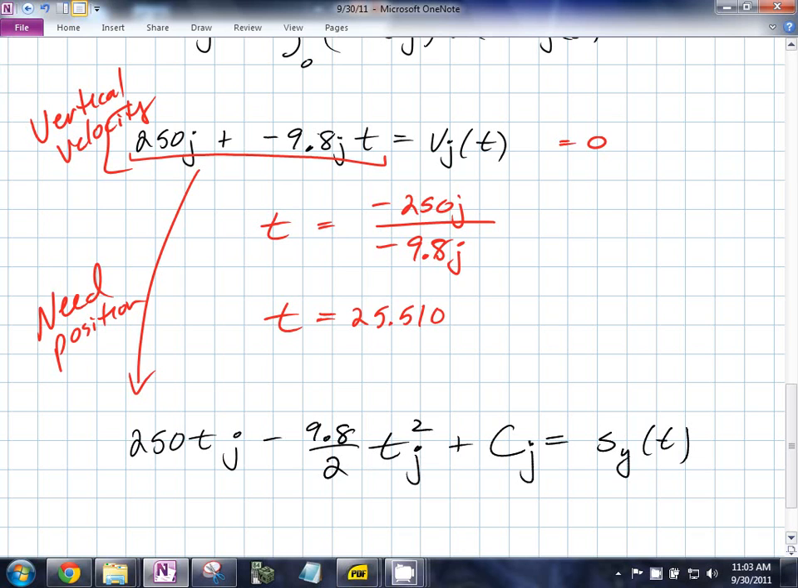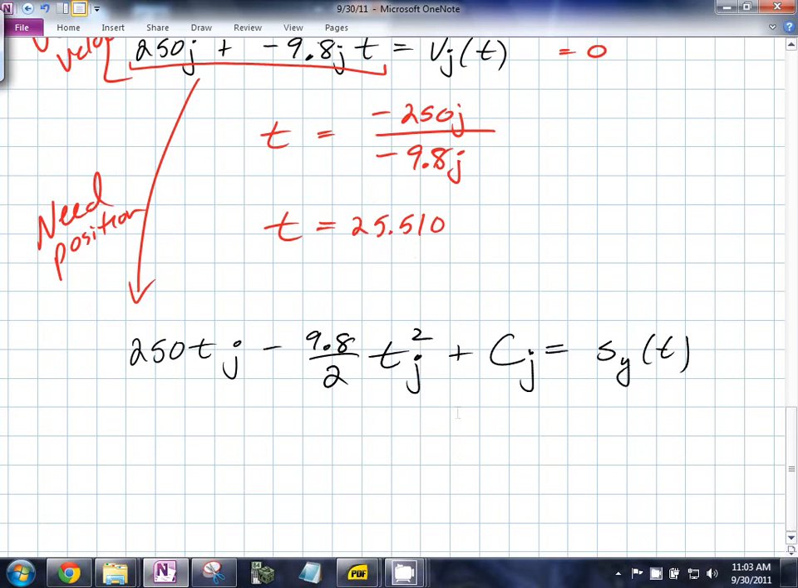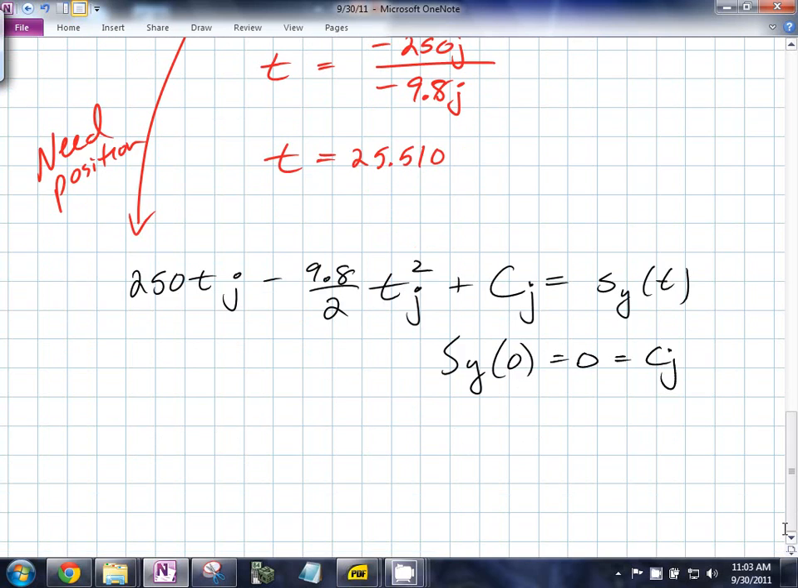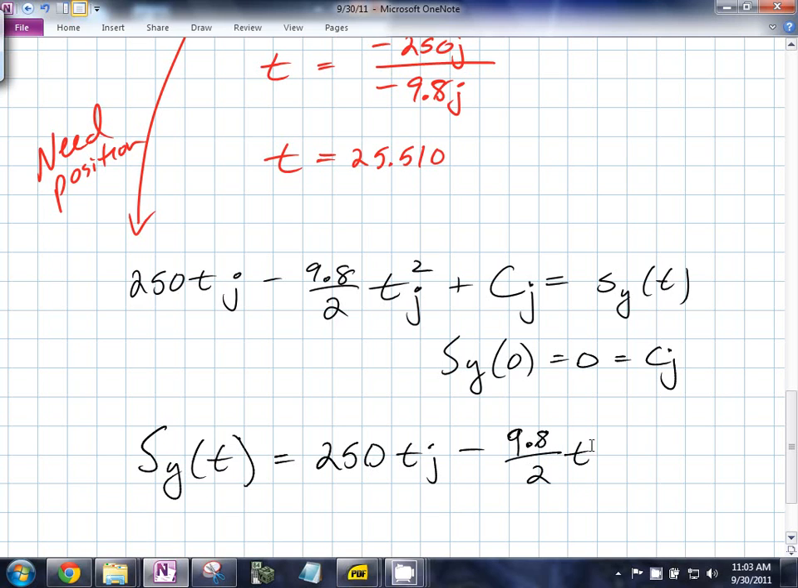Origin. Yeah, we know that the vertical position at time 0 is going to be what? 0. So that means that C_j is 0, which is nothing. I get that, right? So therefore, our vertical position in terms of time is going to be 250 t j minus 9.8. Yes, I understand you want that to be 5 over 2 t squared j.